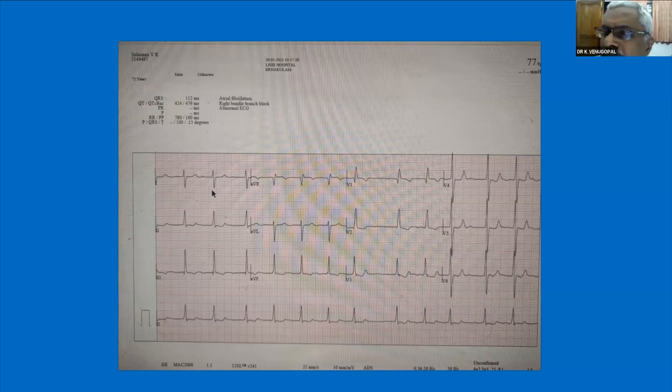But that QR will be very small. See here, R is not very tall, but you are getting a fairly good R. I agree, I am not debating EMF; in EMF and such conditions the R amplitude will be very low. I am not debating that, but the point is, when there is a huge right atrium, I agree, the QR pattern has limitations.